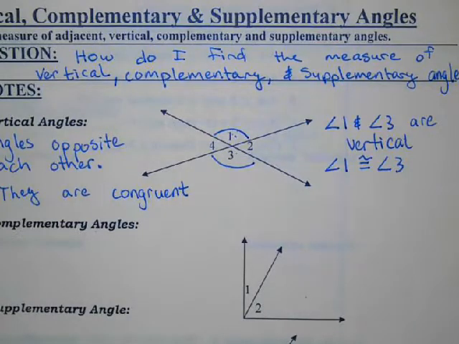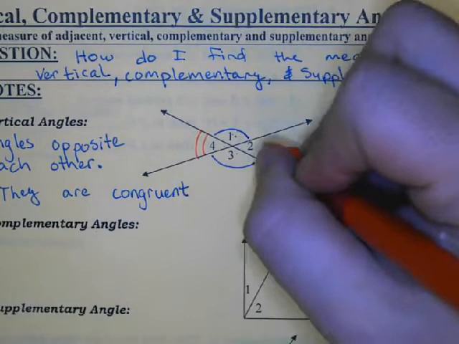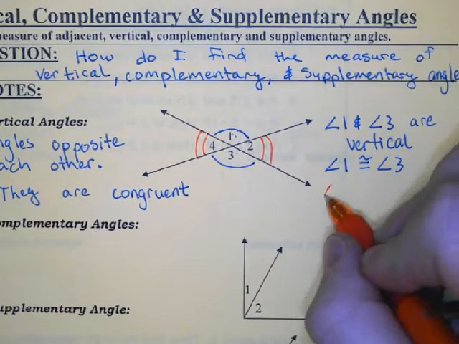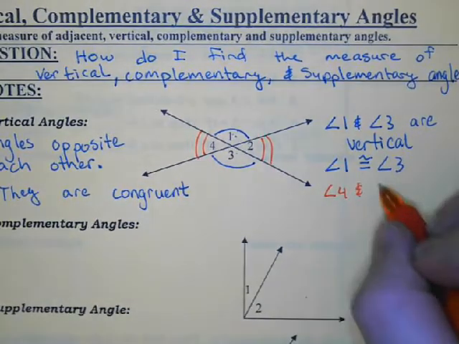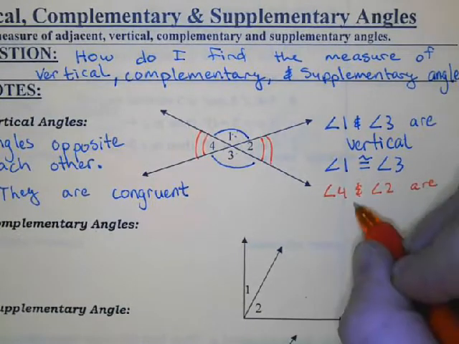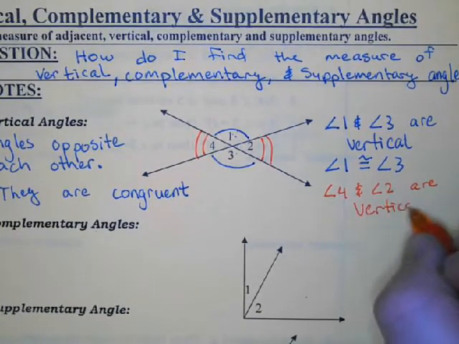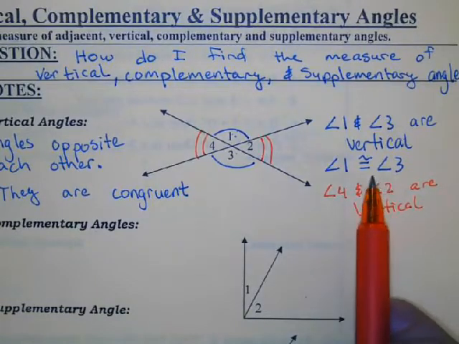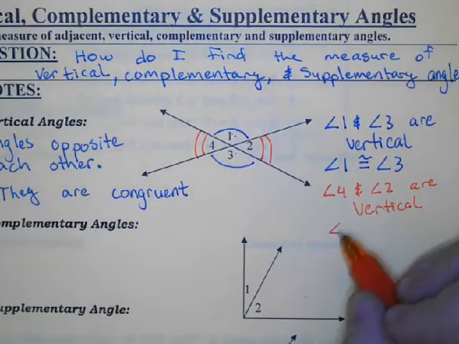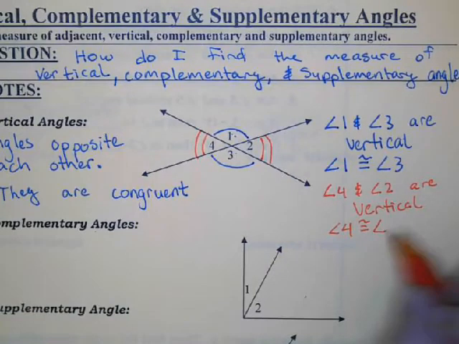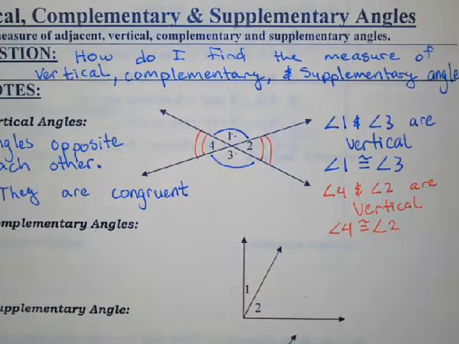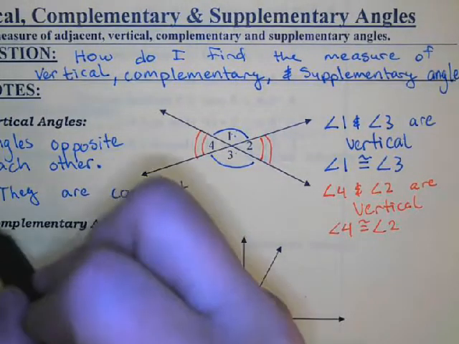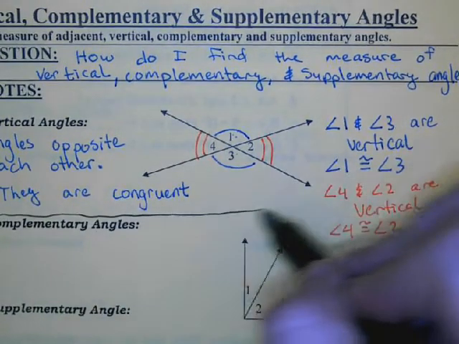I could also say the same things about angle 4 and angle 2. I have angle 4 and angle 2, so I can say angle 4 and angle 2 are vertical. And if they're vertical, we can say that they are congruent. Angle 4 is congruent to angle 2. So that is vertical angles.